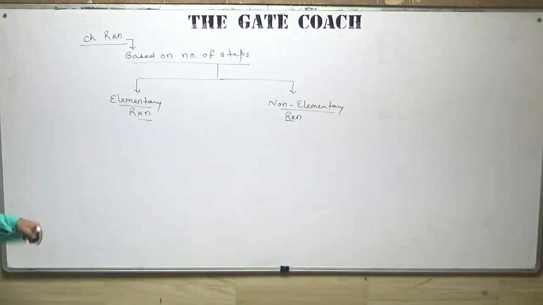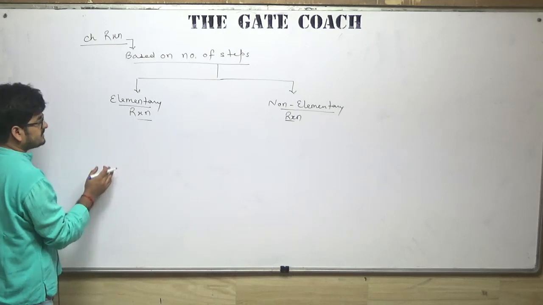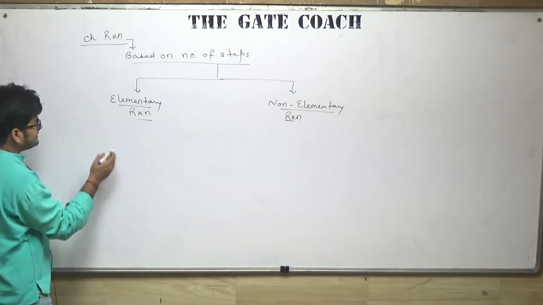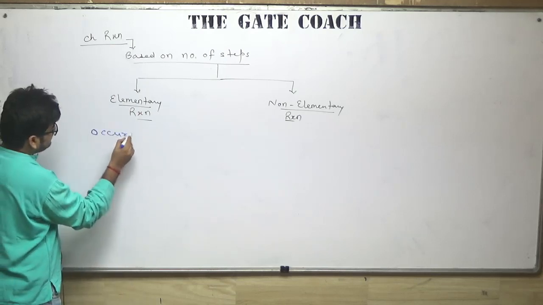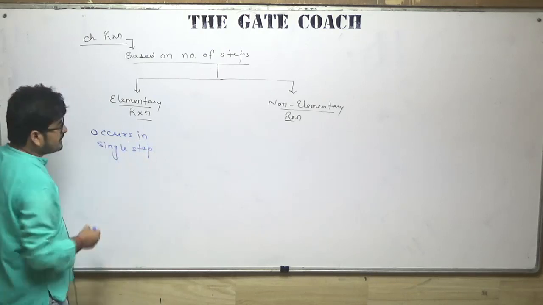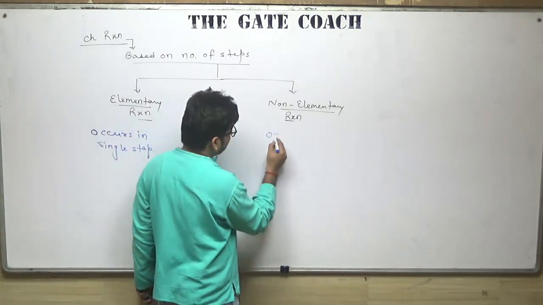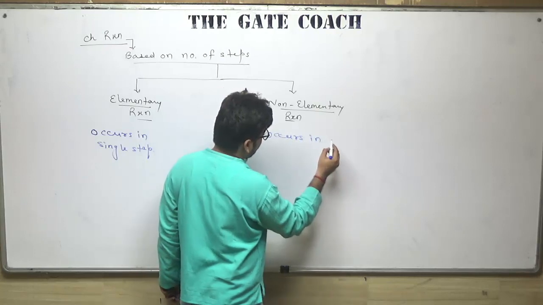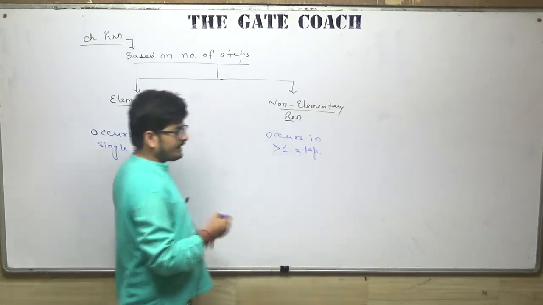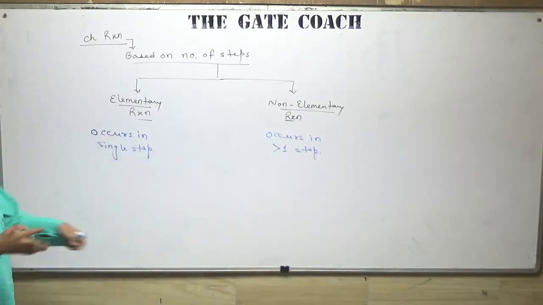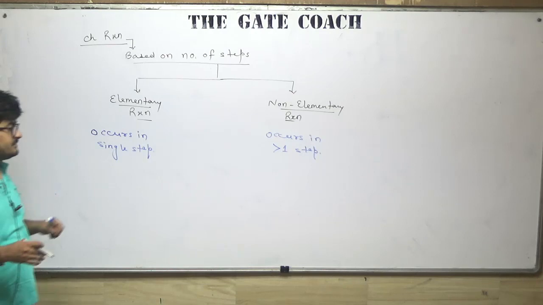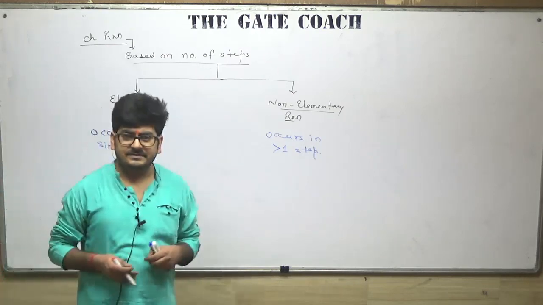So as the name suggests, elementary reaction, sorry, name doesn't suggest here, you just need to memorize this. Okay, elementary reaction which occurs in single step, that is one step. Non-elementary reaction which occurs in more than one step. Okay, that's it. That is the meaning of elementary and non-elementary reaction. Now let's talk about their characteristics.